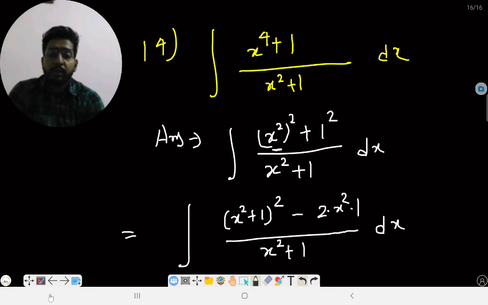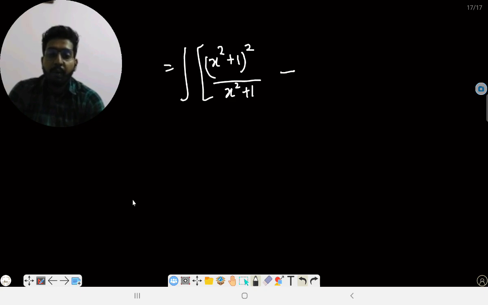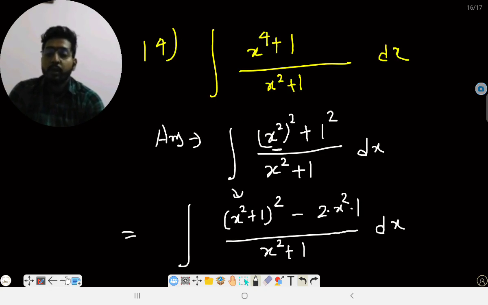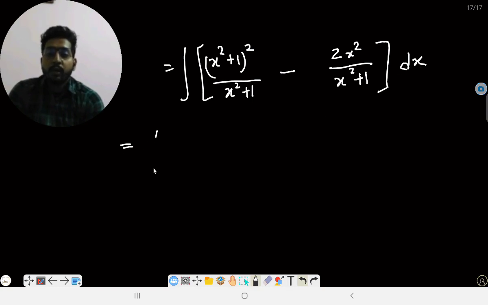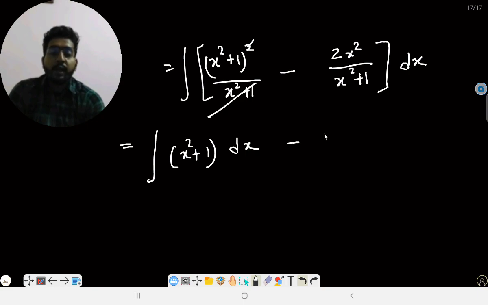Now separate this one. Separate means first this one will be divided by x square plus 1. So it will become (x square plus 1) whole square divided by x square plus 1, minus the next one, 2x square by x square plus 1, dx. Now you can see this is (x square plus 1) whole square, so one will be cancelled out. That means it will become integration of (x square plus 1) dx minus integration of 2x square by x square plus 1 dx.